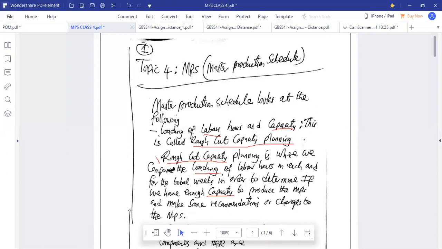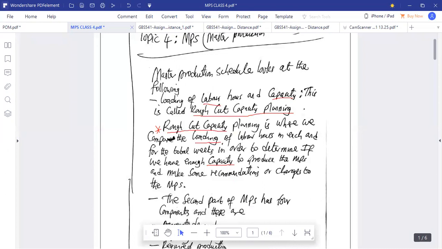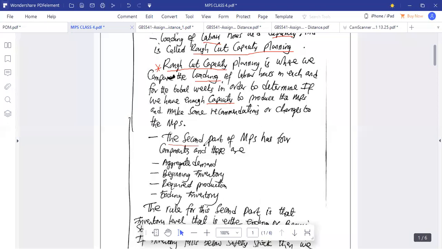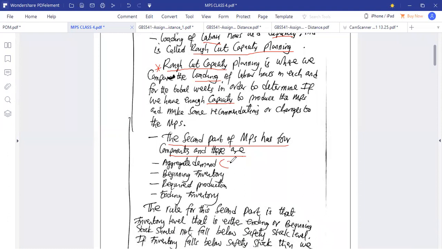Of course, we get into the second part of it. It looks at the load sizing part. So the second part of the MPS has four components. These four components are, first, aggregate demand. This is simply the sum of demand. By aggregate, we simply mean the sum of demand.